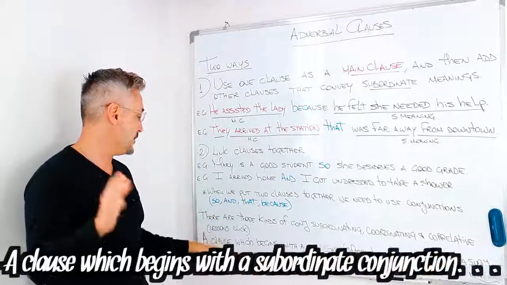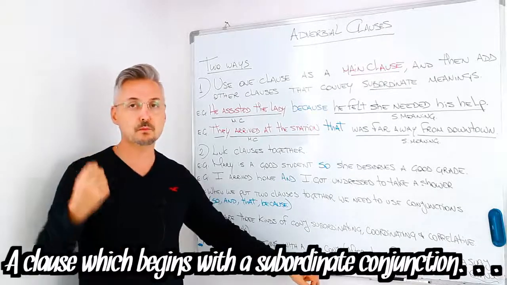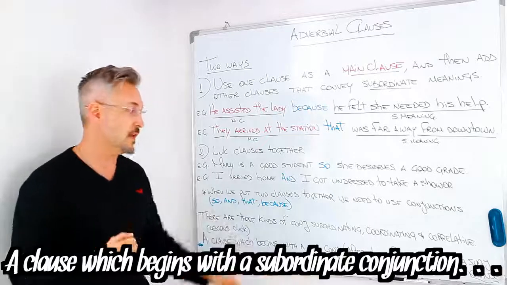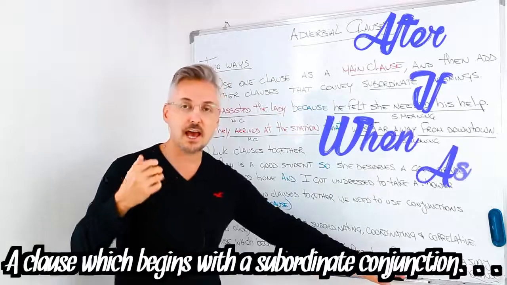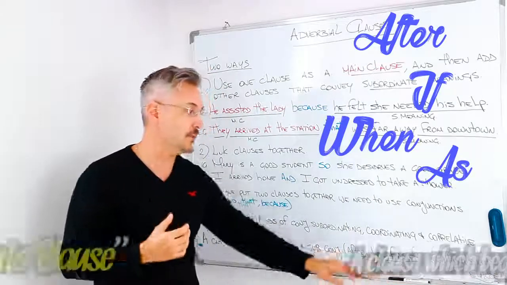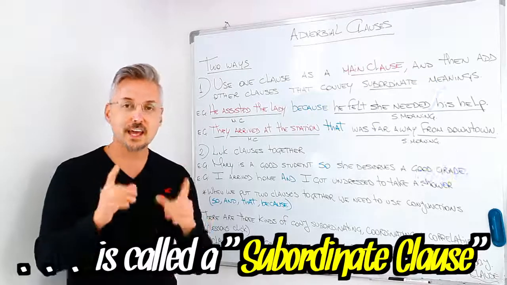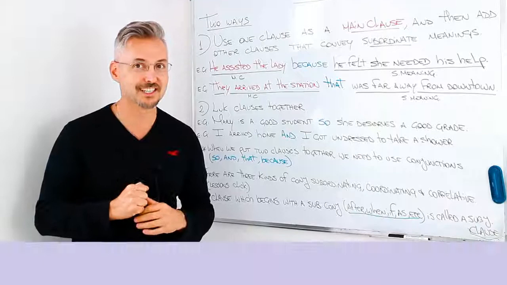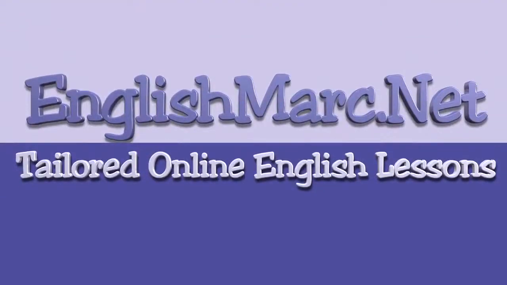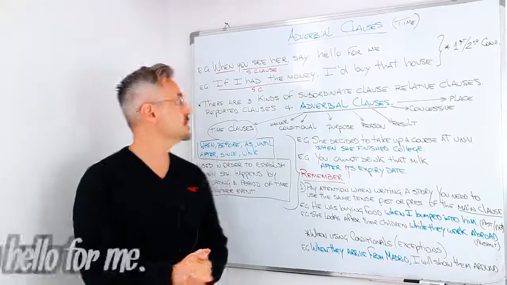Now, a clause which begins with a subordinate conjunction like if, when, as, etc. is called a subordinate clause. And I'm going to give you 2 examples. Let me erase this first. Okay, so here we have the examples.